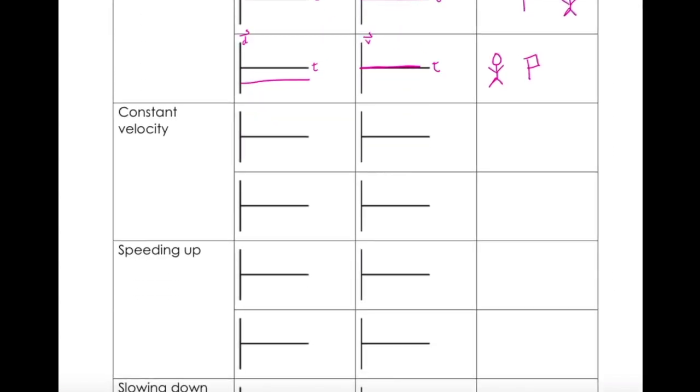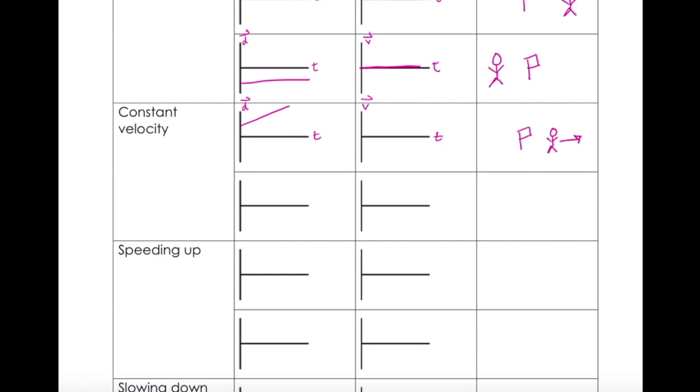Okay, for constant velocity, we're going to have a straight slope. So we could have a positive slope like this. If we have our reference point, the person's actually starting away from the reference point in the positive direction, and they're going to be moving away from the reference point in the positive direction at a constant velocity.